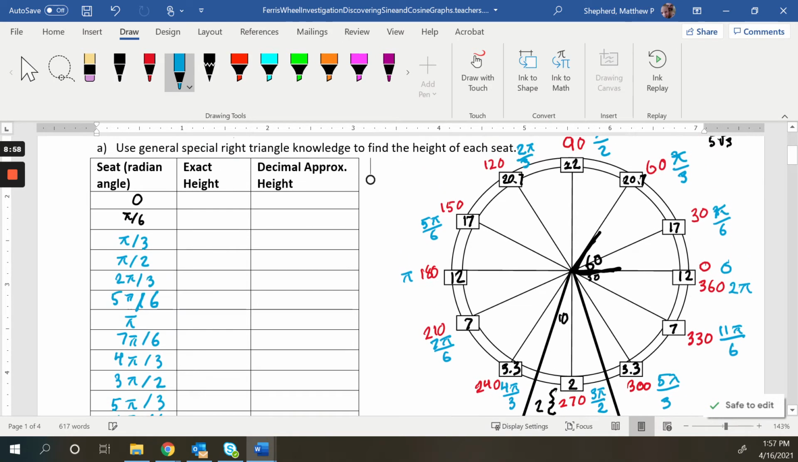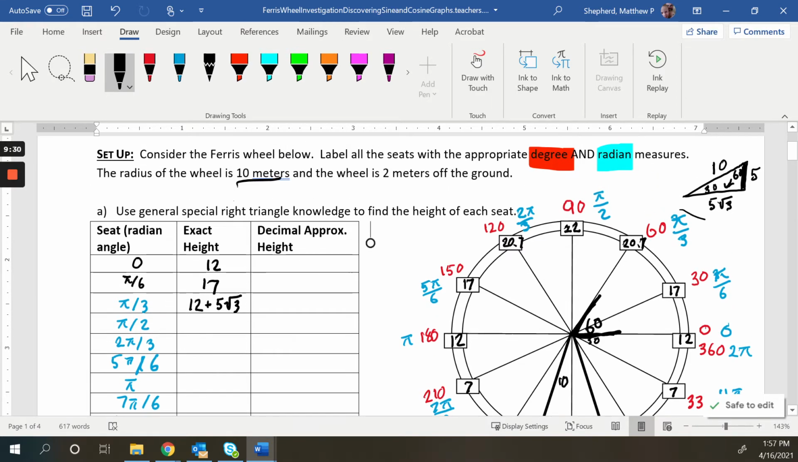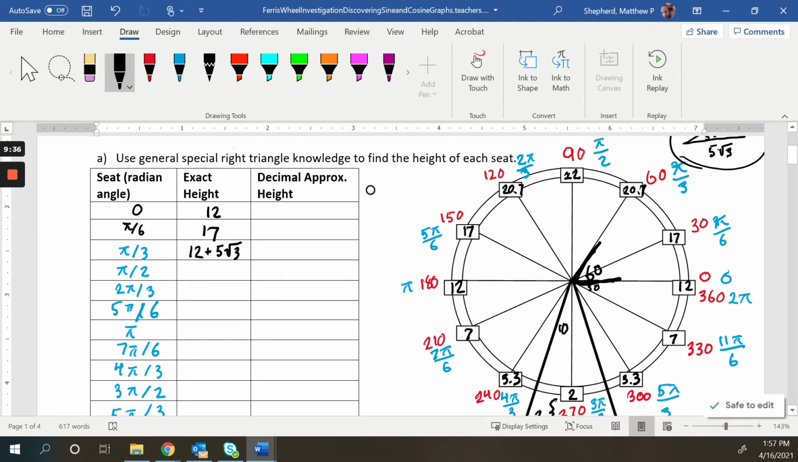All right, so I've got all my radian measures in there in order. And now for the exact heights. Now some of these were already exact, but we're going to start here at the 0. It was up at 12. Then we started going up, and the next one at pi over 6 was 17. Now this one we rounded, the 20.7. The way we figured it out, though, is we went from our middle one here, the 12, and we added in the 5 square root 3 from our special triangle. Okay? And then at the top we had 22.